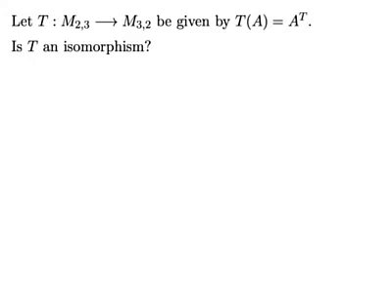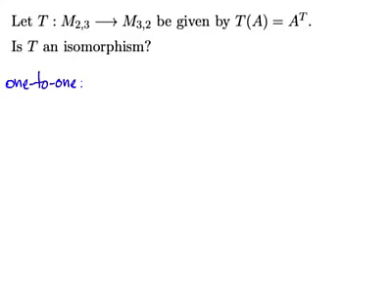So here we have a linear transformation that goes from the vector space of all 2x3 matrices to the vector space of all 3x2 matrices, and it's given by T of A is just equal to the transpose of A. So it just says take the transpose, and that's our linear transformation. So the question is, is this an isomorphism?